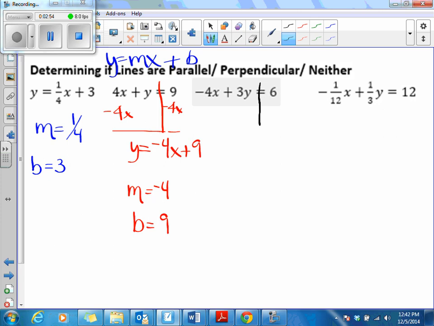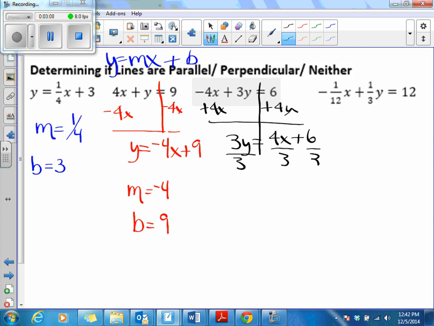Going on to the third equation, I have to add 4x to both sides. So when I do that, I have 3y equals 4x plus 6. Divide every stinking term by 3. Y equals 4/3 x plus 2. So looking at this equation, my slope is 4/3, and my y-intercept is 2.